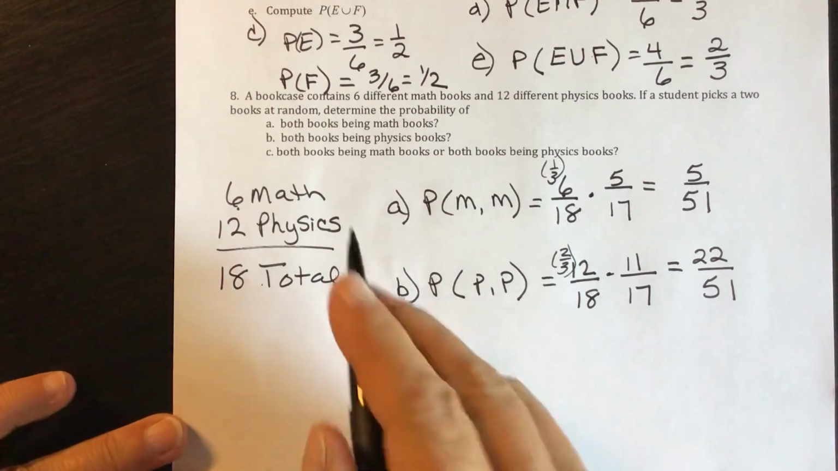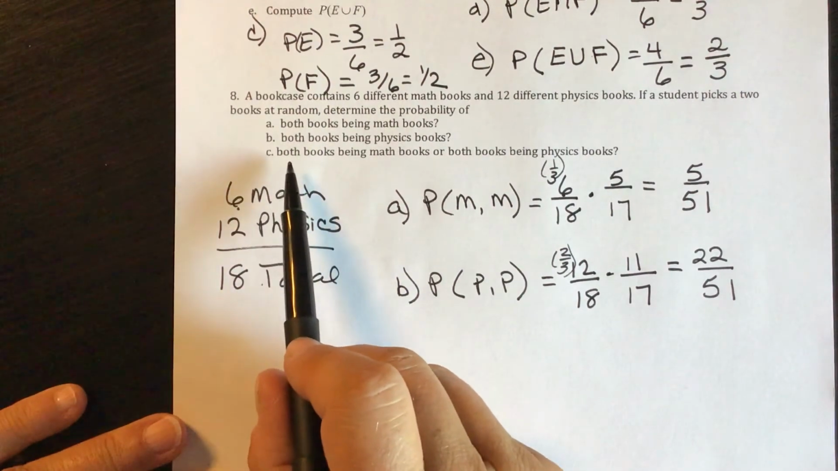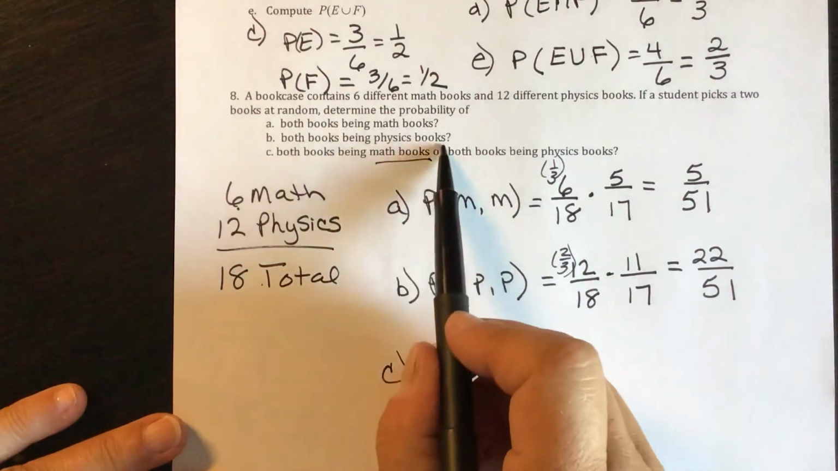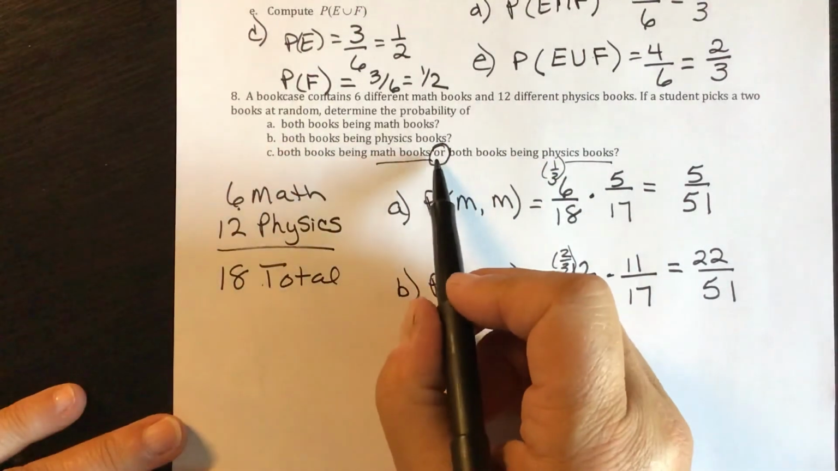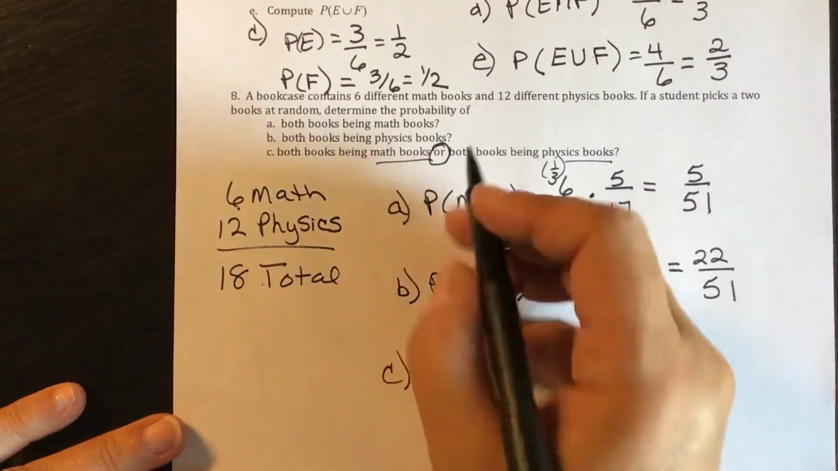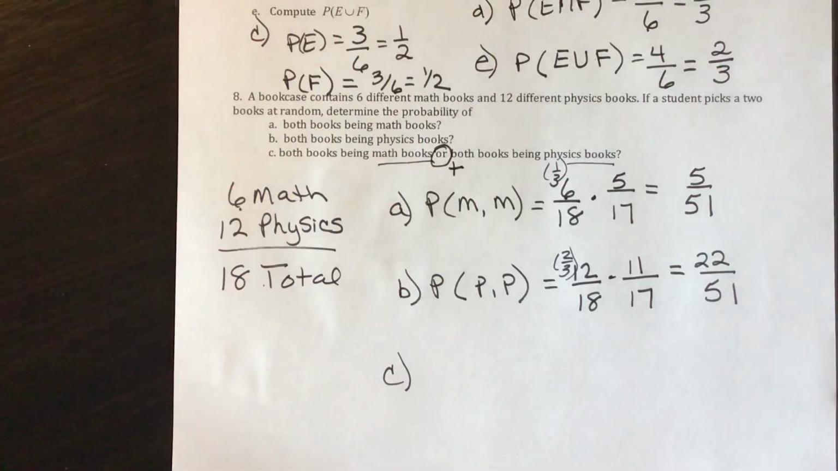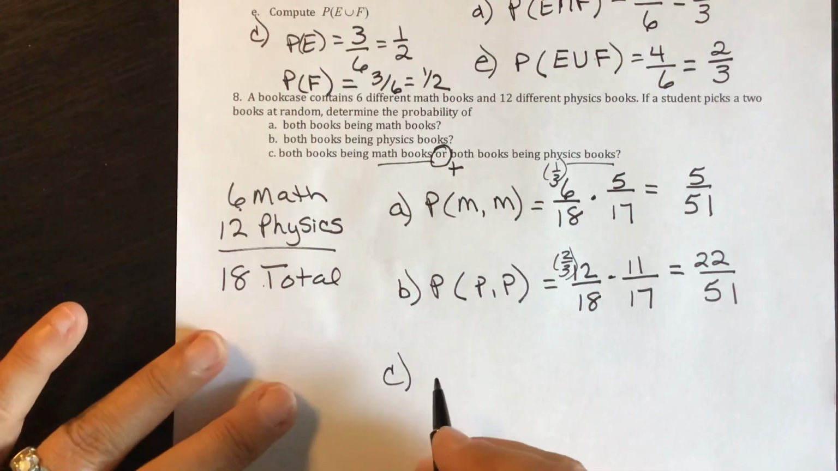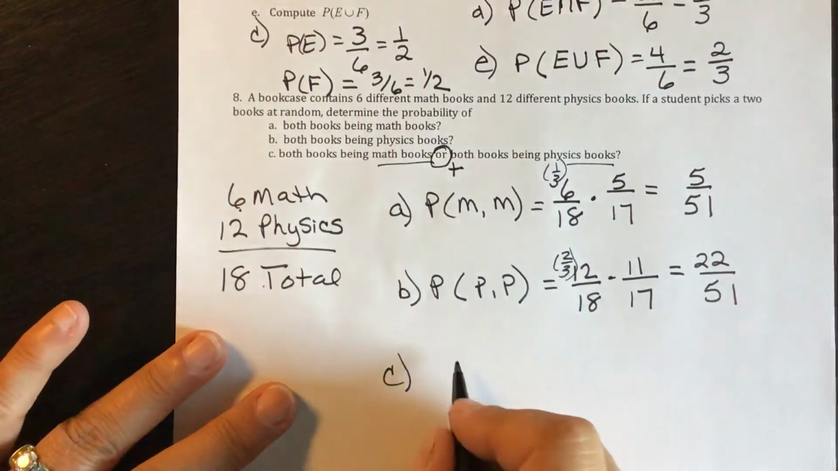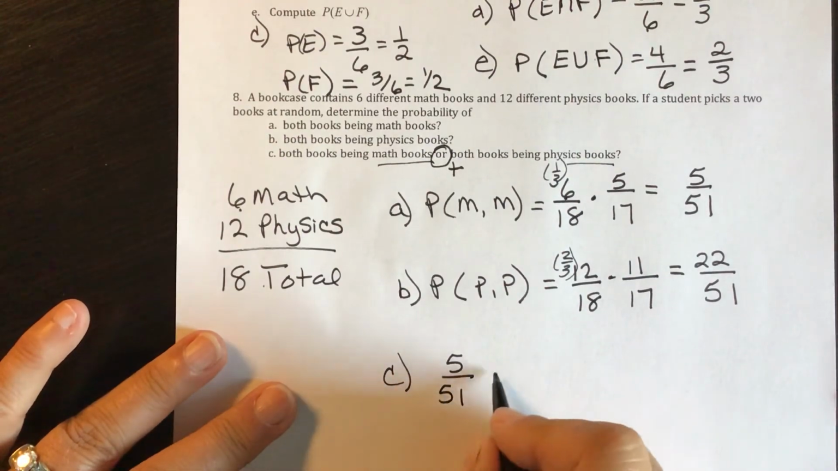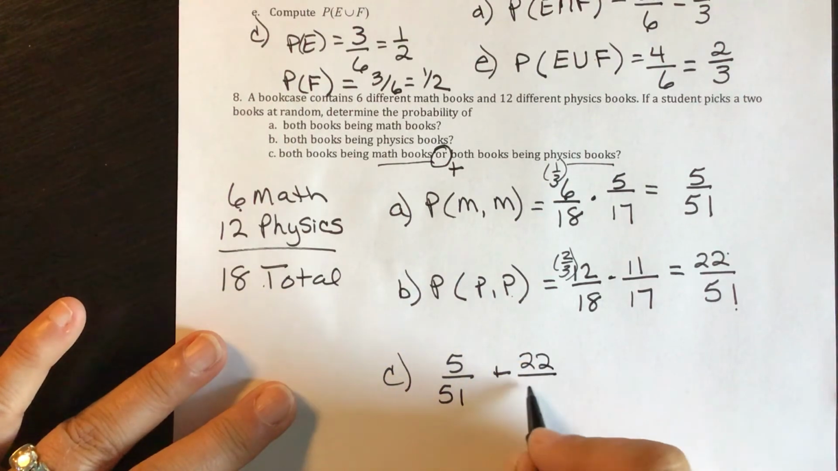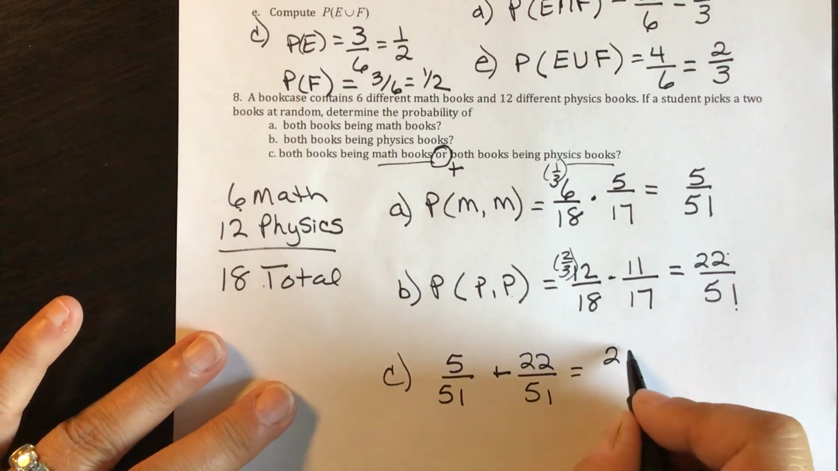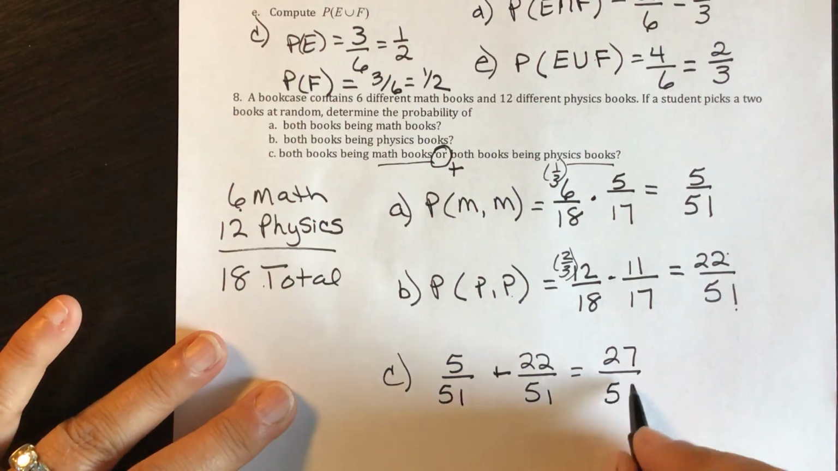So then in part C, it wants the probability that both books are math books or both books are physics books. So when I see the word or, this tells me I'm going to add those probabilities together. Okay, so the probability that they're both math books is 5 out of 51. And the probability that they're both physics books is 22 out of 51. So that would give me 27 out of 51.